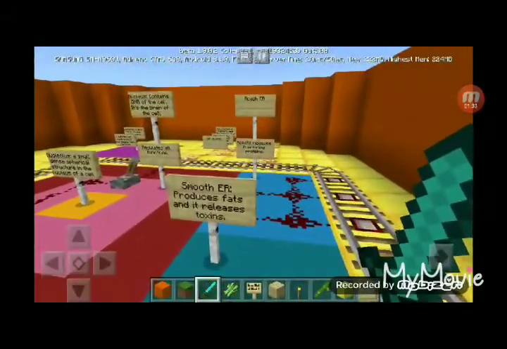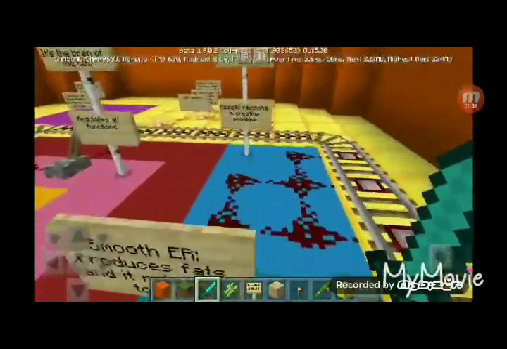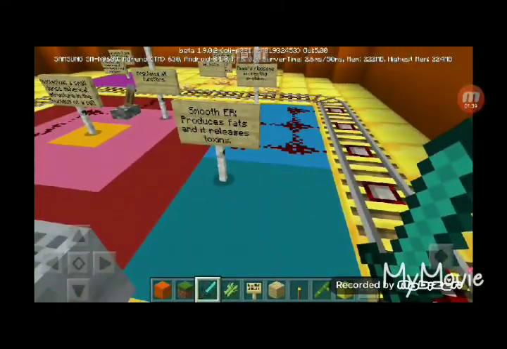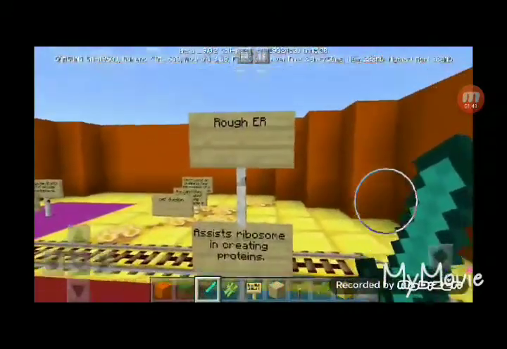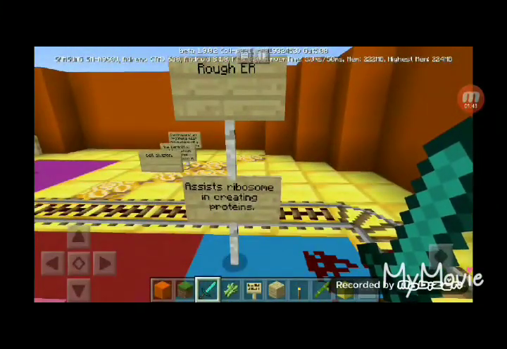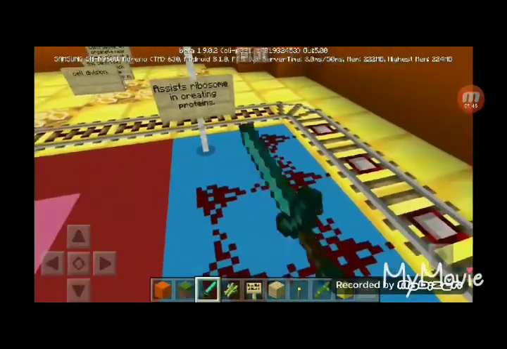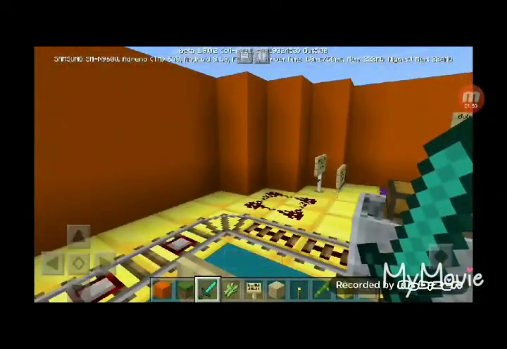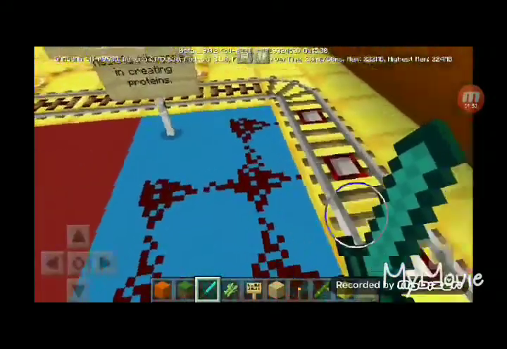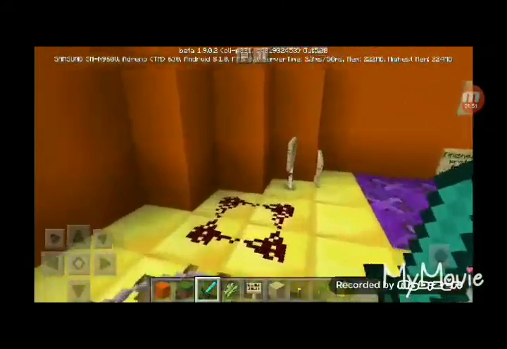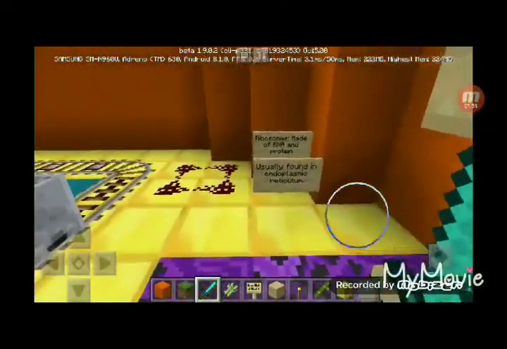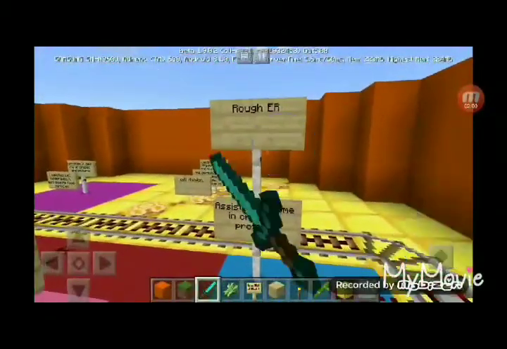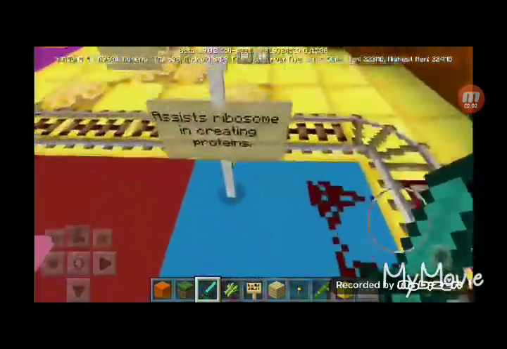So in here, we got the smooth ER and the rough ER. I'm going to start with the smooth ER. It produces fats and it releases toxins. Rough ER assists ribosomes in creating proteins. Again, this is the ribosomes. So ribosomes over there, ribosomes over here. And as it says over there, they are usually found in the reticulum. And this is what they mean, the rough ER.